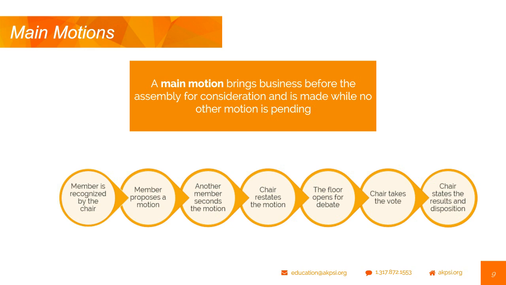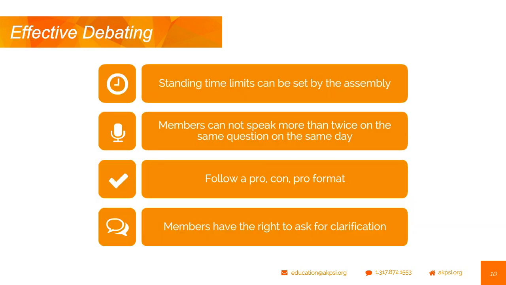Now that we've talked about how a member presents and brings new business to the floor, which is what a main motion is, we'll talk about effective debating. When it comes time for the floor to open for debate, it is essential to follow parliamentary procedures, as this is when chapters will typically see their meetings take a long time.